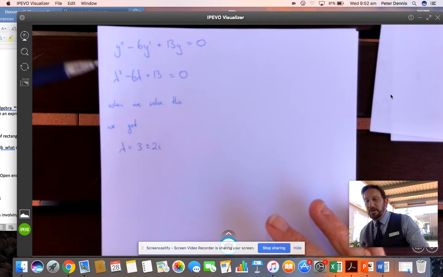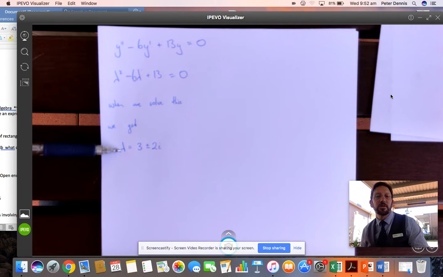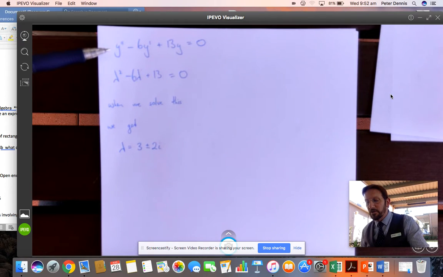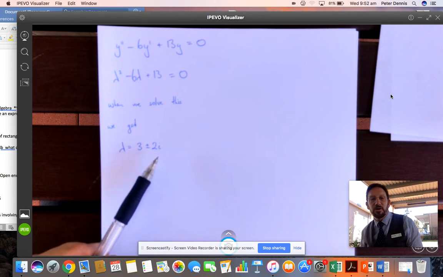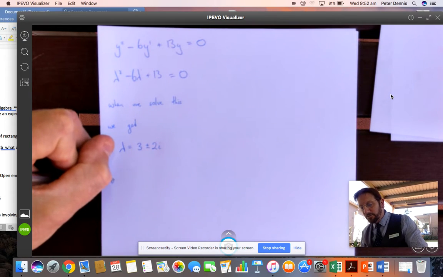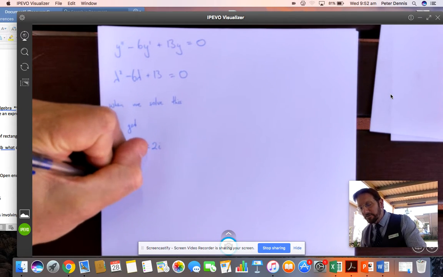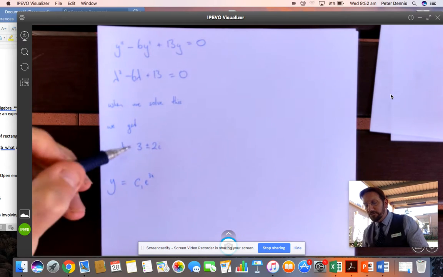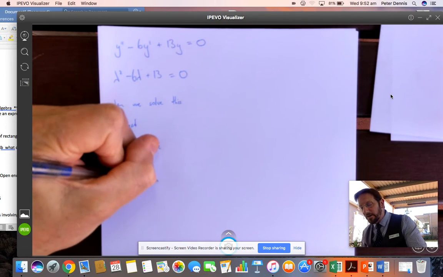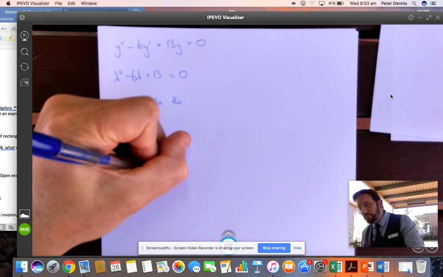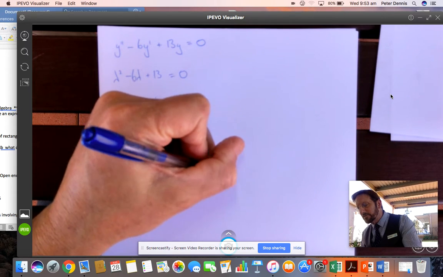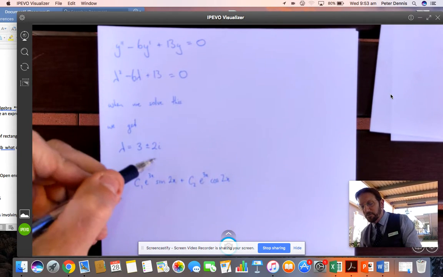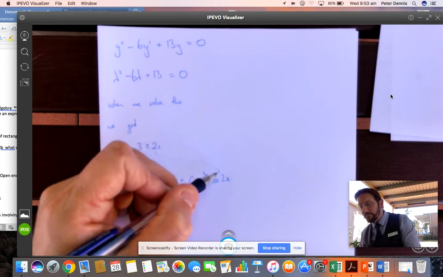And the third type is if we get complex roots. So in this case, we've got complex roots. We've gone down here, we couldn't solve it by factorising, so we used the formula and we found that our roots were 3 plus or minus 2i. So our solution in this case is going to be C1 e to the 3x sin 2x plus C2 e to the 3x cos 2x, with the 3 straight from here. And again, this 2 is coming from here.